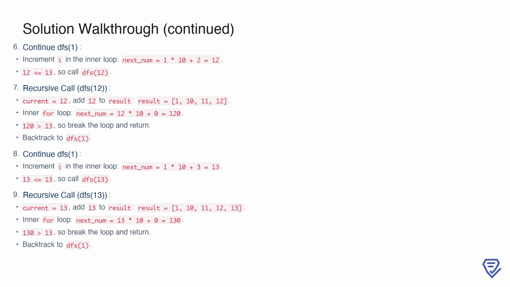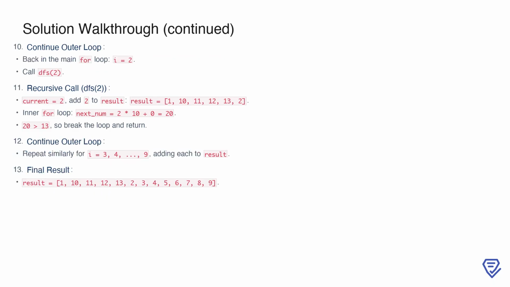Back in DFS(1), we increment i once more, resulting in next_number being 13. As 13 is equal to the upper limit, we make a final recursive call to DFS with 13. Here, the current number is 13, which is added to the result, updating it to [1, 10, 11, 12, 13]. The next number, calculated as 130, is greater than 13, so we break and return to DFS(1), completing this branch of recursion. Now, we return to the outer for loop, where i increments to 2.